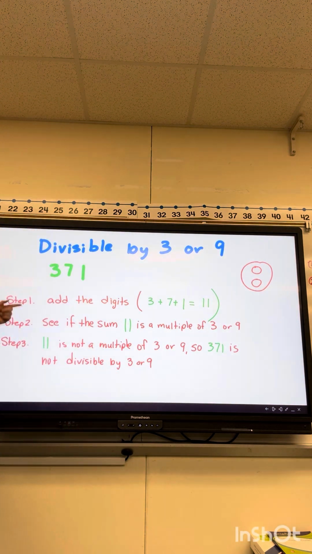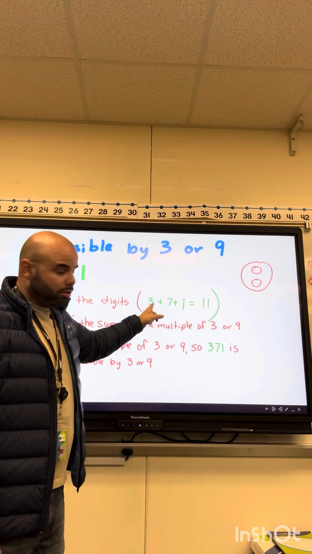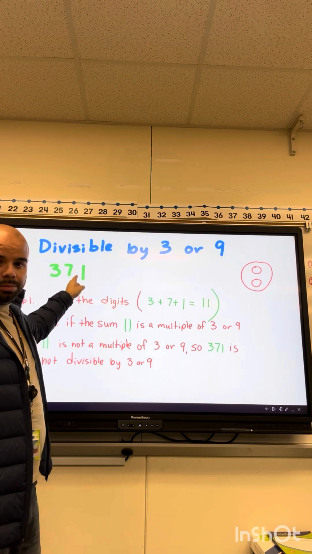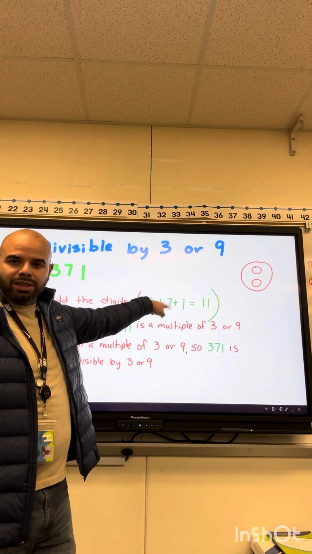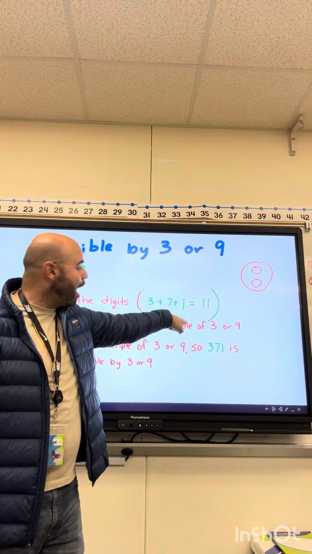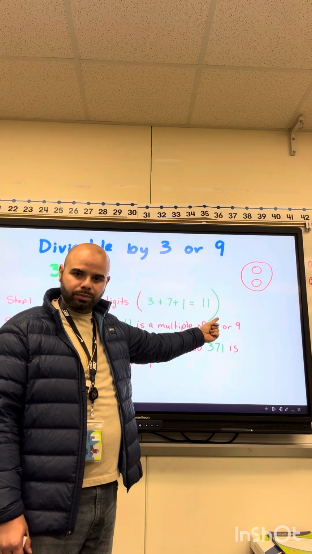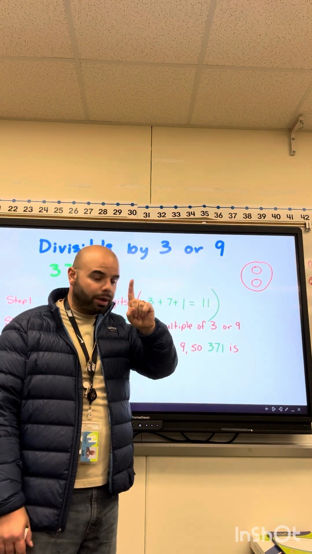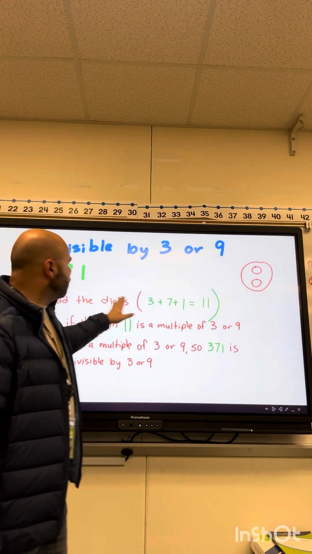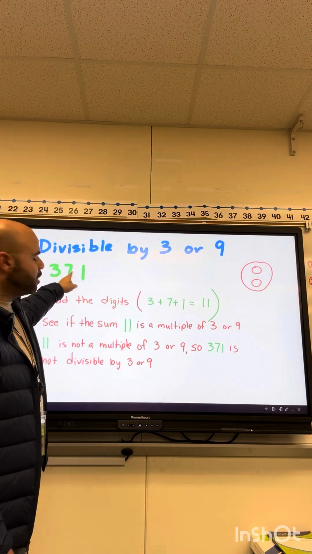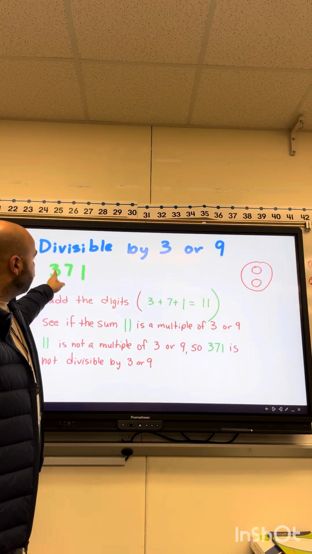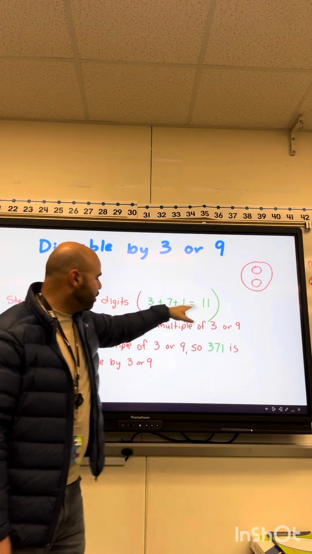Then step number 1, right? You're going to add those digits. You're going to add the digits in the big number. So 3 plus 7 plus 1. You add those, which gives me 11. That's step number 1. Step number 1 is adding the digits inside that big number. So 3, 7, 1, you add them together.